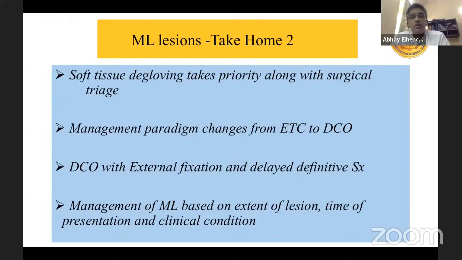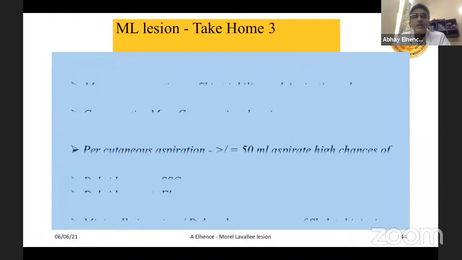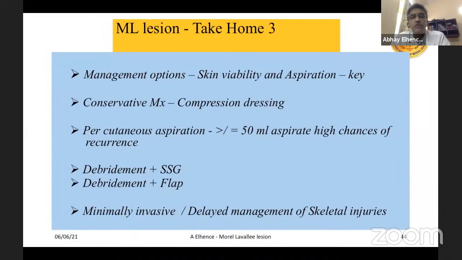And the management of the Morel-Lavallée lesion will basically depend upon the extent of the lesion, the time of presentation, and the clinical condition of the patient. So the management options essentially look at skin viability. Aspirations are extremely important to do in these patients. Conservative management is an option in certain patients where the volume of the aspirate is not much, but the rates of recurrence can be higher. Percutaneous aspiration, if more than 50 ml, leads to almost a 50% chance of recurrence.